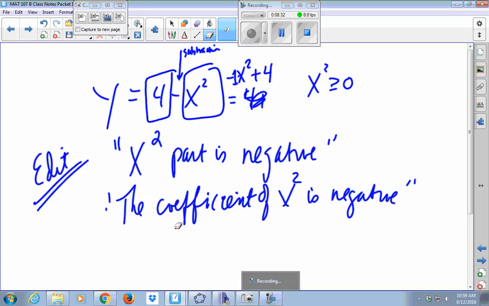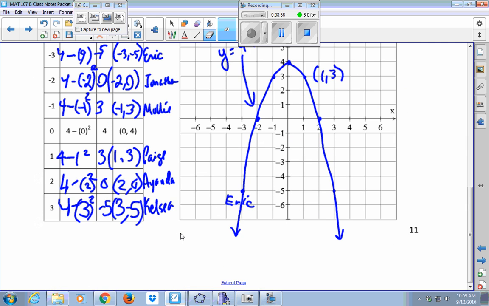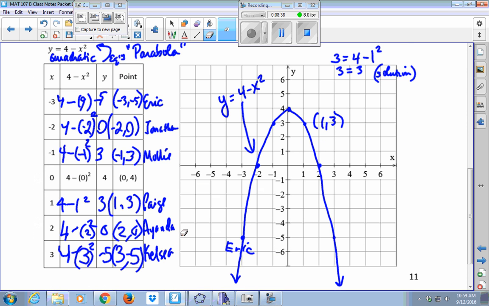So that's what makes this a downward shaped parabola. What else can you tell me about this parabola other than it's opening downward? What else can you tell me if you haven't already had a chance to show me all your brilliant ideas? Yeah, Kelsey?